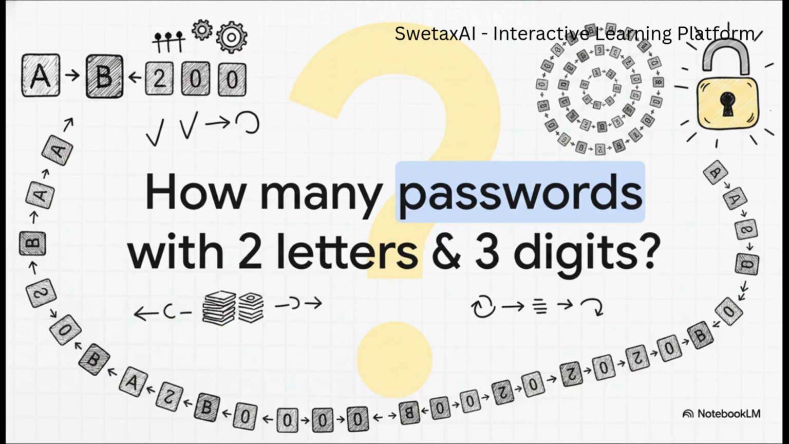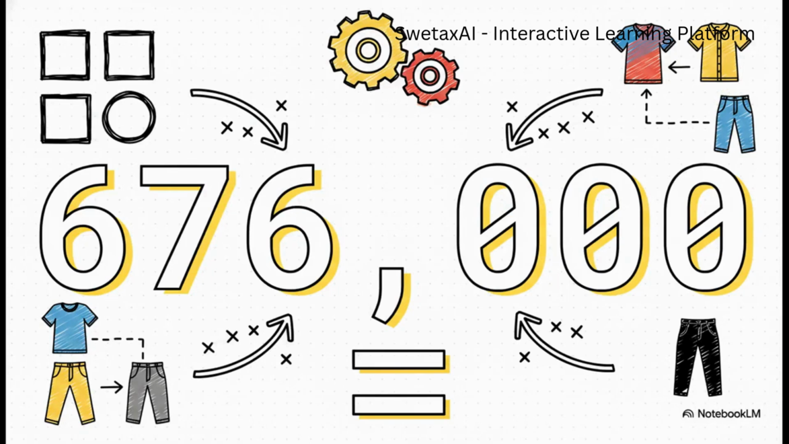Now think about trying to write out every single possible combination by hand. You'd start with AA000, then AA001. You would literally be sitting there for years. This massive, seemingly impossible scenario instantly shows us why manual counting just isn't going to cut it when the stakes get higher. The actual answer?